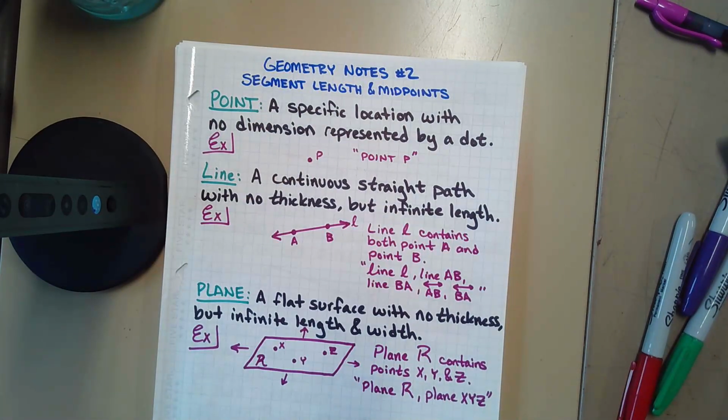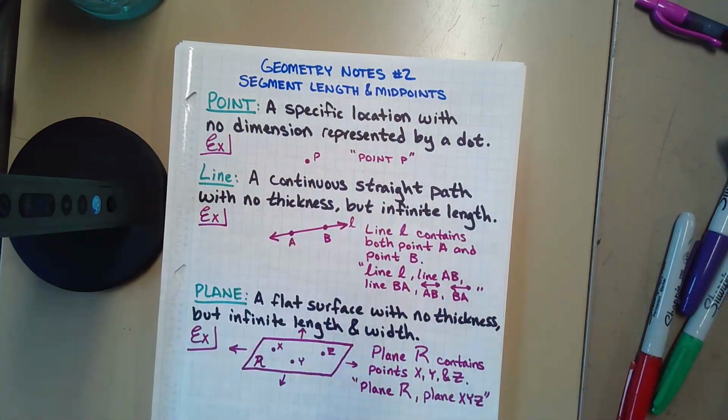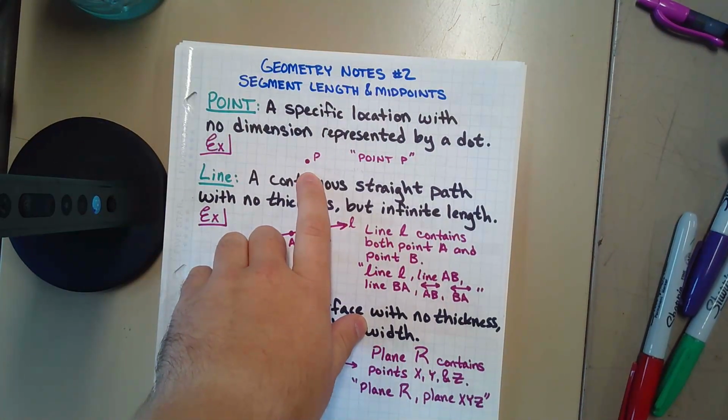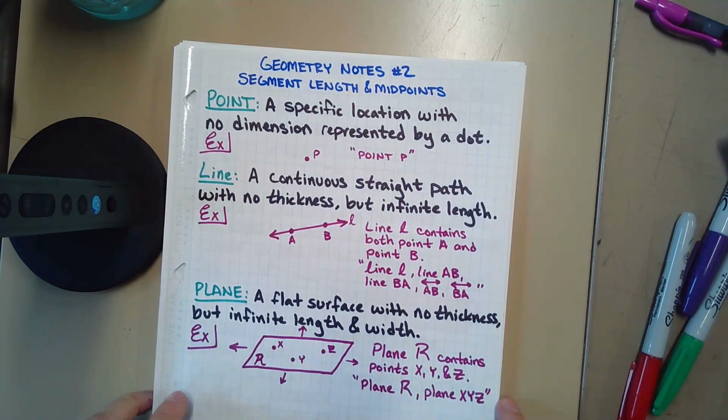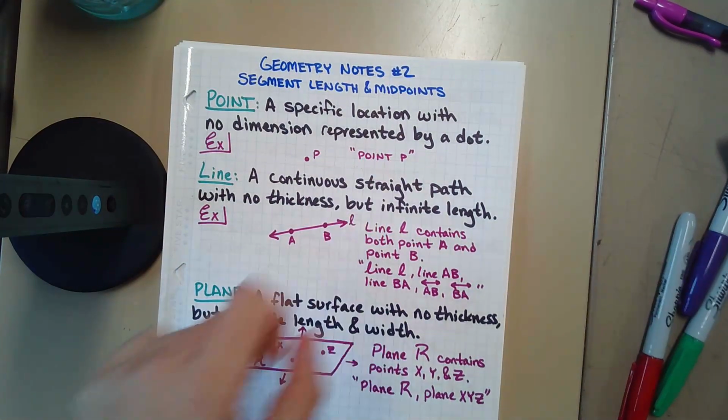A point is a specific location with no dimension represented by a dot. So that dot right there has no dimension, has no space at all that it's taking up. None. But it is a specific location. Isn't that wild? It's a specific location, but it has no space or dimension. So it's just floating there. It exists, but it also is completely intangible. We call this point P, okay?